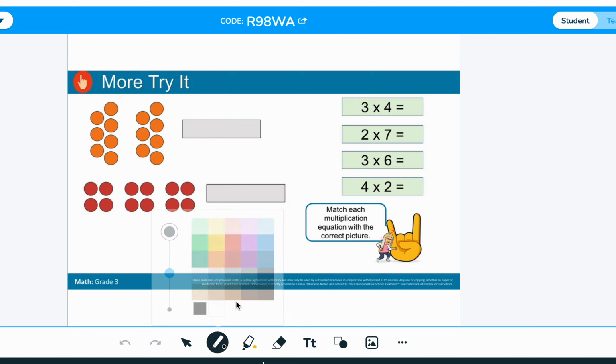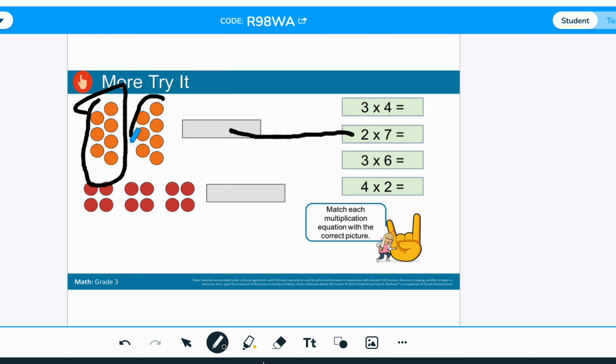Okay, hopefully you did 2 groups of 7, because there's 1, 2, 3, 4, 5, 6, 7. So here's a group of 7, here's a group of 7. Then over here, I see 3 groups of 4, just like on the last one. There we go, we got that.